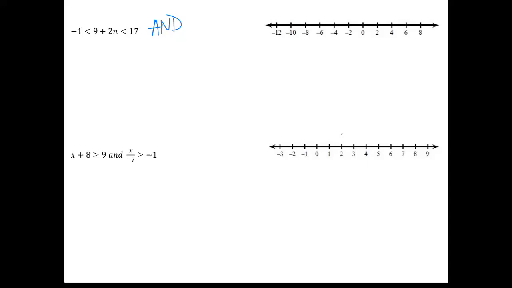Now, how in the world, you might be thinking, do we solve this thing? Well, think about what you would do. If I'm trying to get the variable by itself, in this case, our variable is n, what might the first thing be that you would do to solve if I'm trying to get n alone? If you were thinking subtract by 9, I would say that was a pretty good guess. The difference here is that traditionally we only have two sides. Well, this time we have 3. So we're actually going to subtract 9 from all 3 pieces. So we'll get negative 10 is less than 2n is less than 8.